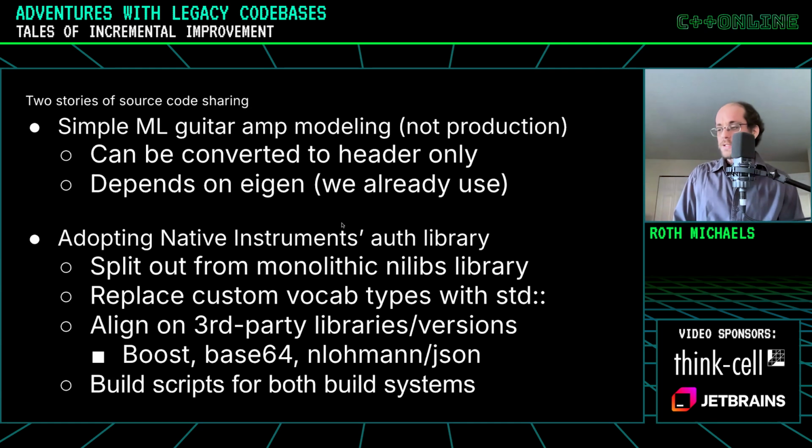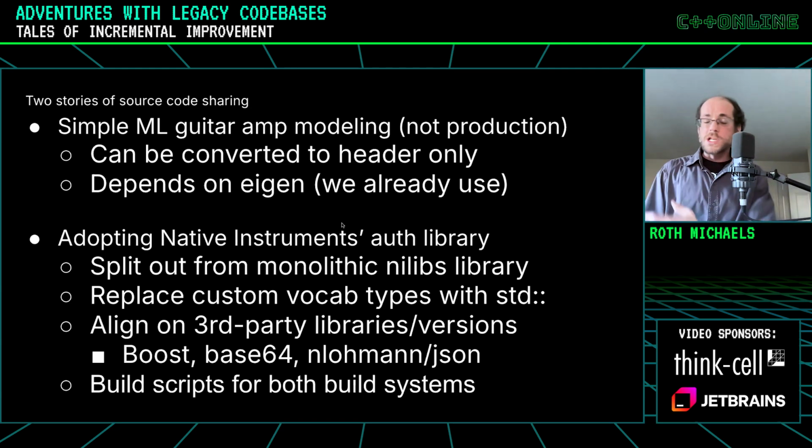So we needed Boost, Base64, and Lohmann JSON. And as far as build systems, we just put the build scripts and build system files for all build systems used at the company in the repo. And yeah, we have to repeat ourselves, but that works.